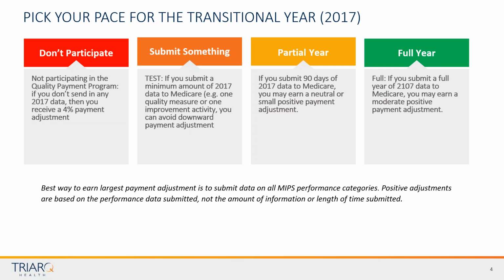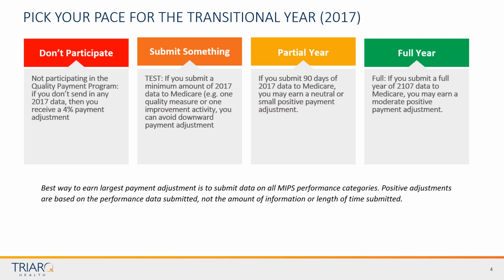I do want to address this little sentence at the bottom of this slide, which is the best way to earn the largest payment adjustment is to submit data on all performance categories. Positive adjustments are based on the performance data submitted, not the amount of information or length of time submitted. So that's this whole 90 versus 365. Is there an advantage to the full year reporting? And what they're telling us here is no, there really is not.